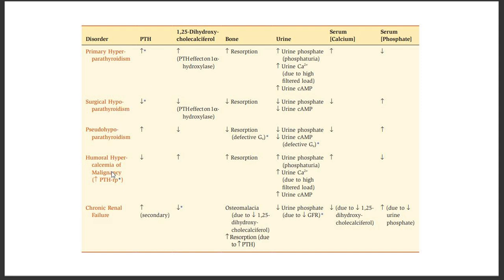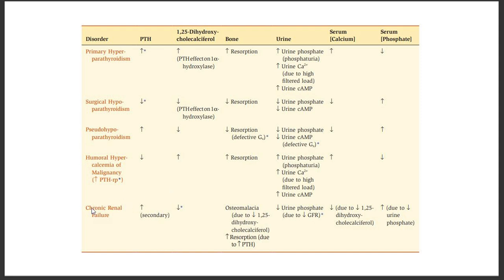Okay. And then in surgical hypoparathyroidism, you have removed the parathyroid glands. What does that tell you? It means that you're going to have low parathyroid hormone. You're going to have also low 1,25 dihydroxycholecalciferol, low absorption, low resorption of bone, and low calcium in blood, but there's going to be high phosphate because you have got low parathyroid hormone. Okay.